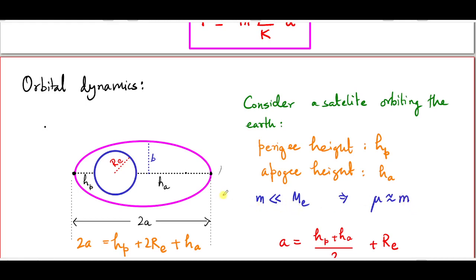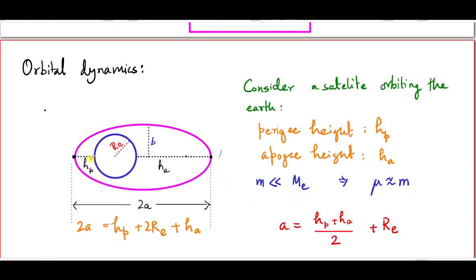From the geometry of this ellipse, it's pretty easy to see that the major axis, or double the semi-major axis, 2a, which is the distance from the perigee to the apogee, is HP plus HA with an added diameter of the Earth inserted in between. So it's HP plus 2RE plus HA, or the semi-major axis works out to be simply the average of the heights of the perigee and the apogee added to the radius of the Earth. Another important parameter describing the orbit is, of course, eccentricity.